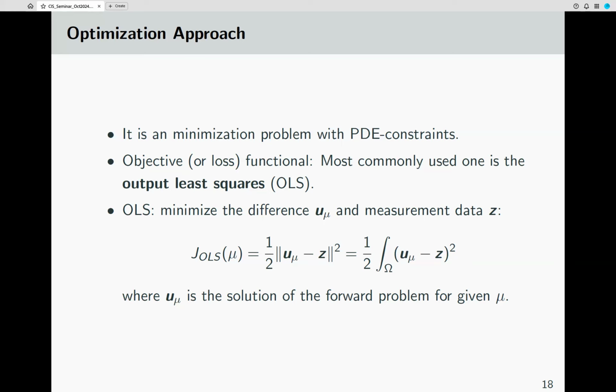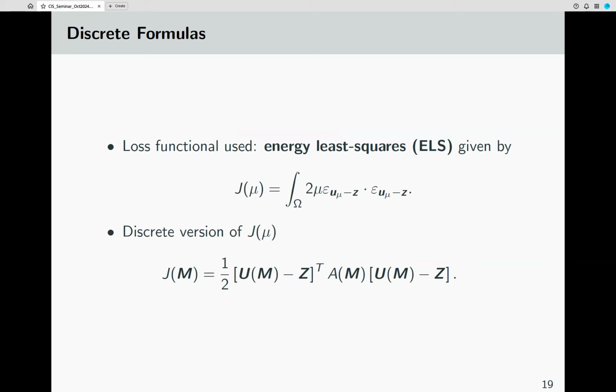This is one of the most common objective functionals, or loss functionals, or misfits. Think about least squares problems. You probably know them in a discrete setting like curve fitting. This is just an extension of that in function space, because we are dealing with functions. Here, I'm emphasizing that u_mu is the solution of the forward problem for a particular choice of mu. This is called OLS, or output least squares. That's basically the root mean square extended into a function space, the one you know from curve fitting. Here I'm just showing you what kind of things it leads to. Actually, we are using a different loss functional, which is called energy least squares.